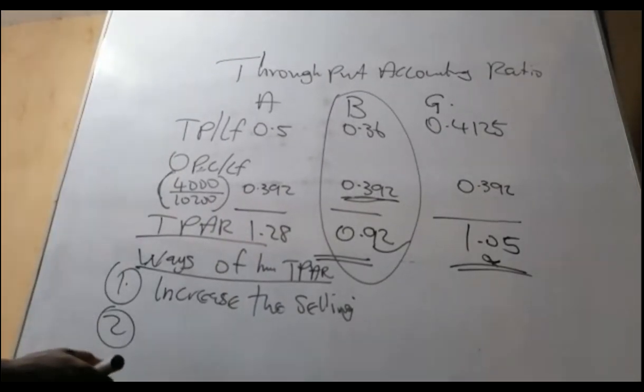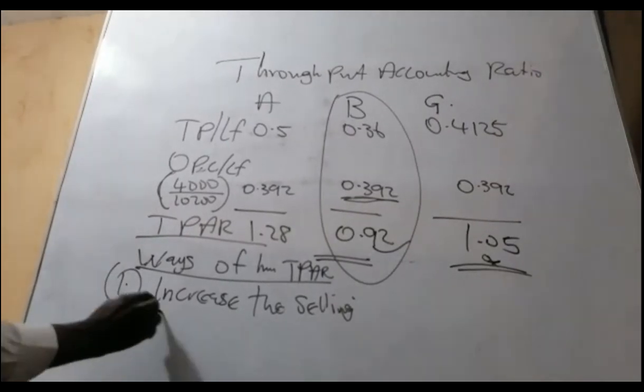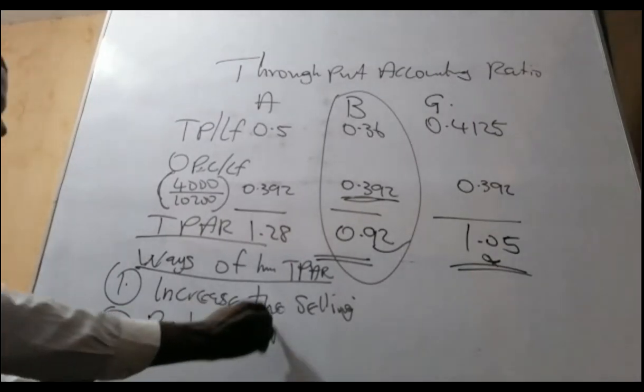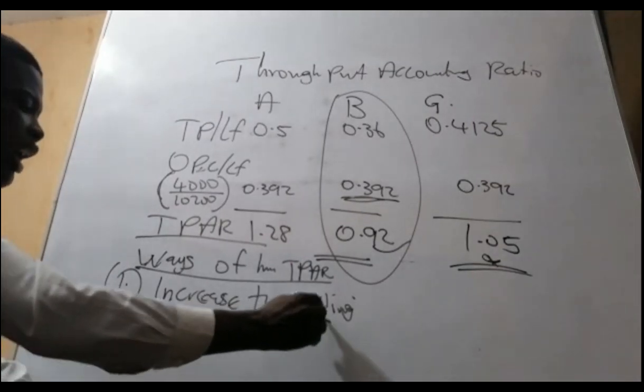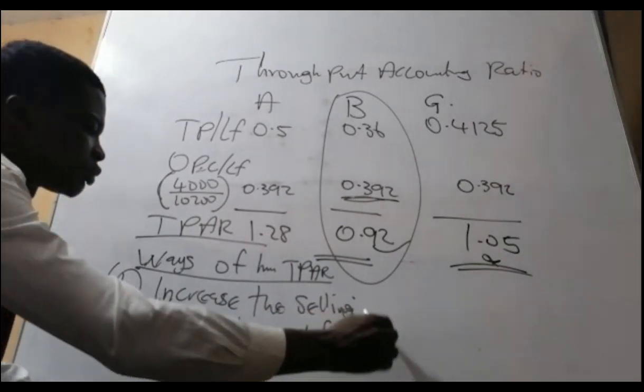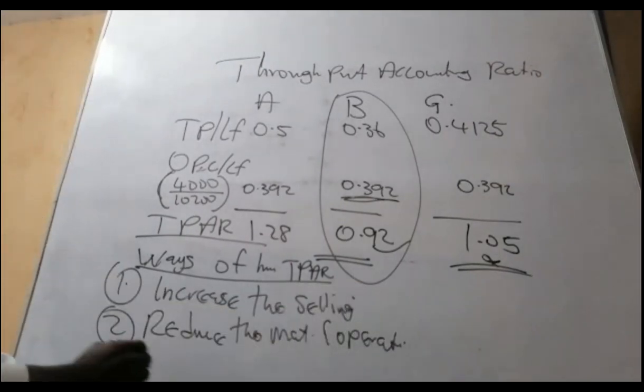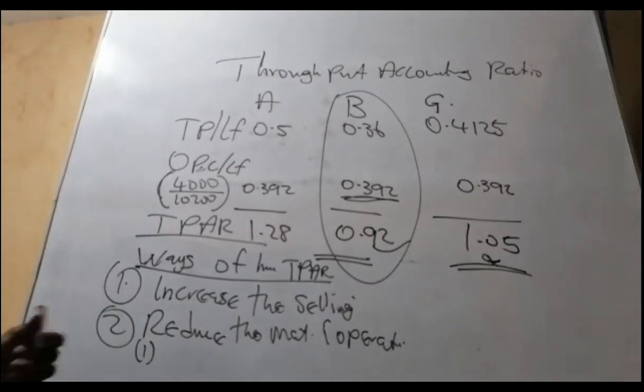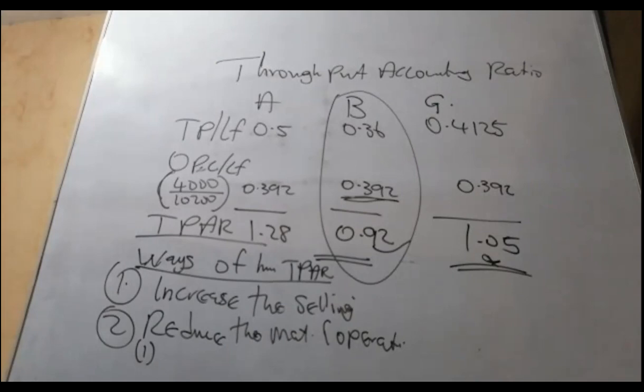Reduce what? Reduce the material and operating cost. How do you do that? Let me give you an example. One, ways of reducing the material and operating cost: cut down the non-value added activities. Any activity that is not adding value, please don't do it.